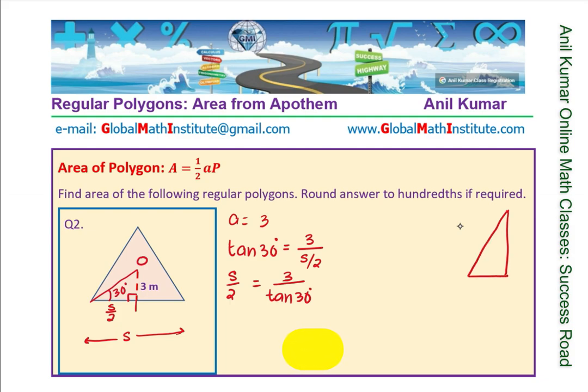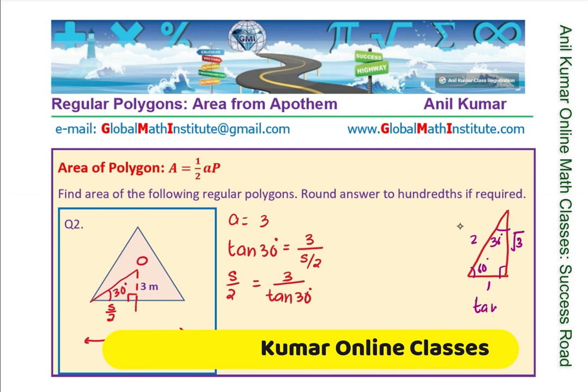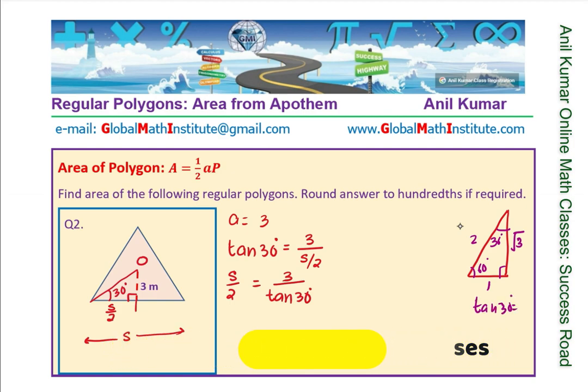And you should remember these values: 1, 2, square root 3. Square root 3, and that is 30 degrees, correct? So this is 90, that is 60, correct? So tan of 30 is opposite over adjacent side. So we can say tan 30 is 1 over square root 3.